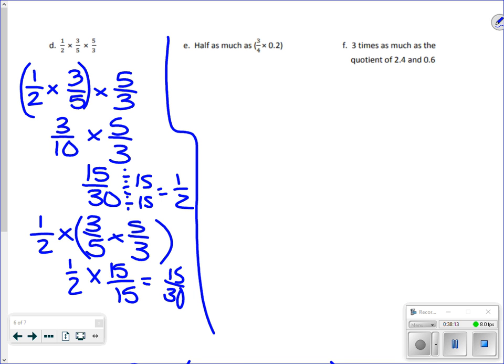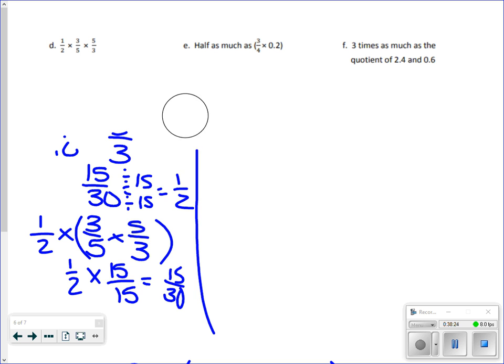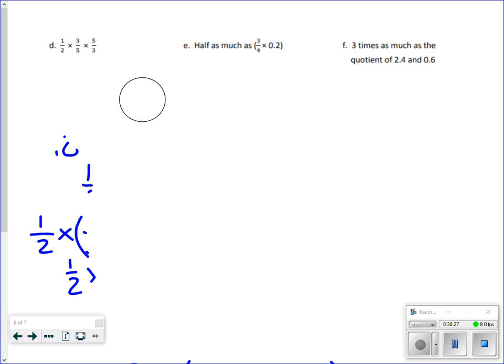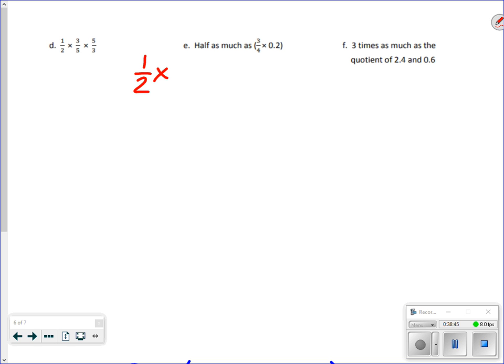Half as much as 3/4 times 2/10. I don't get it. I got it. If you got 6/80 or 3/40, you got it right. Because half as much is dividing by 2.